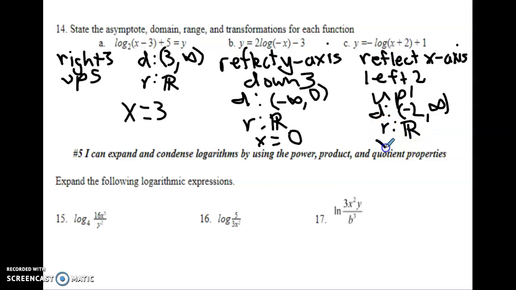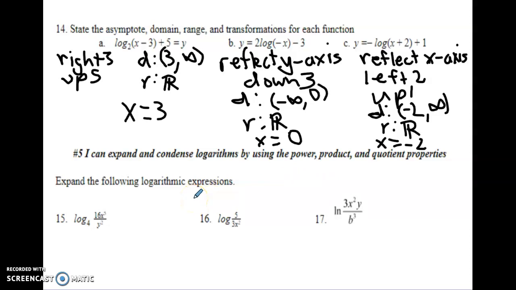And then there will be an asymptote at x equals -2. You know it's a vertical asymptote because the domain is restricted. The domain only goes from -2 to infinity. That's the boundary, so it tells you that that's the asymptote, the vertical line at x equals -2.